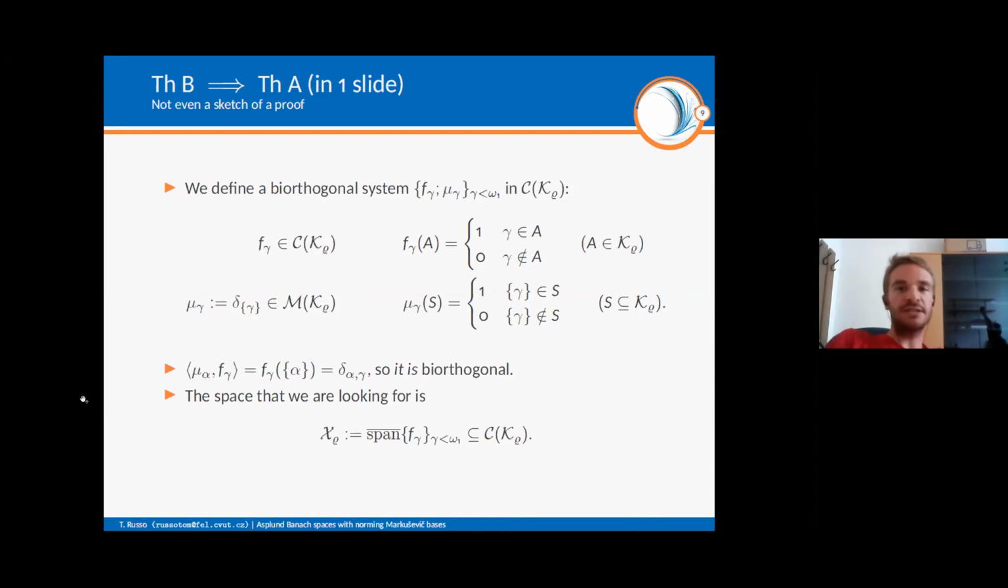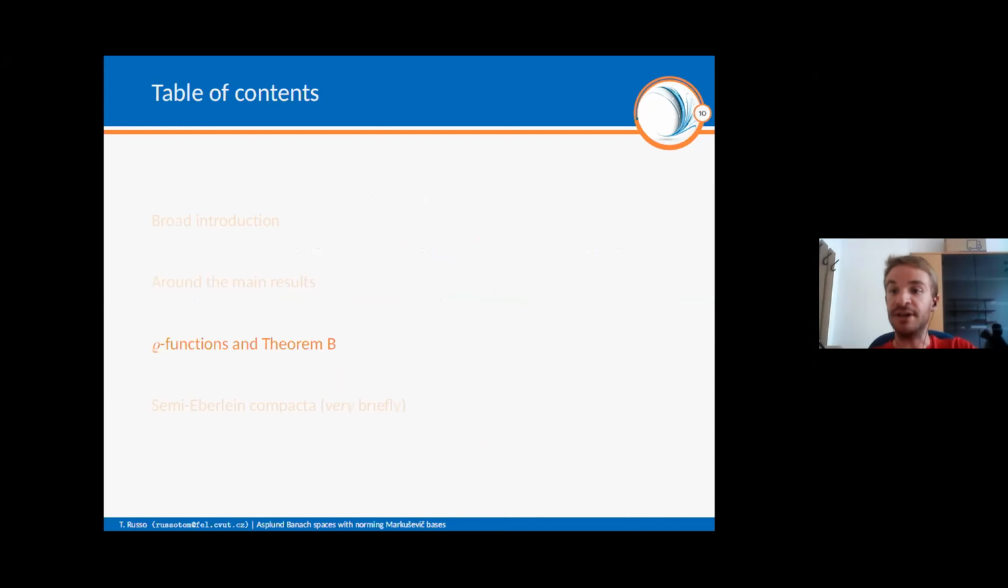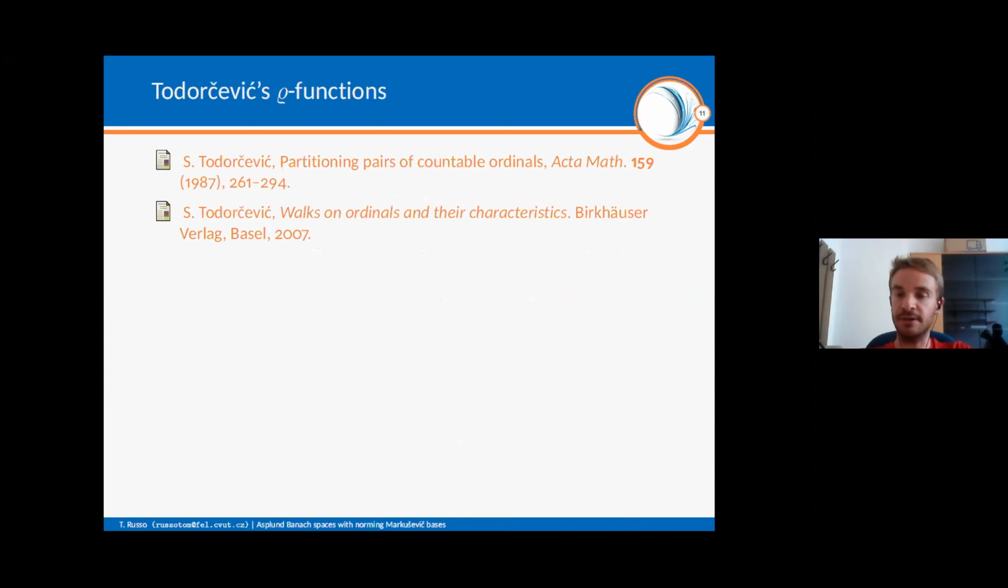So I won't say more about it, in the sense that I just wanted to say that the main ideas, to me, are hidden in the proof of theorem B. Once you have theorem B, of course, there is something to verify, but the most interesting part to me is hidden in theorem B. So now I will go there, and in order to go there, I need to export a tool from set theory. This is the so-called rho function that was introduced by Stevo Todorcevic in this paper here, and that has appeared in several books, among which Stevo's book about walks on ordinals.